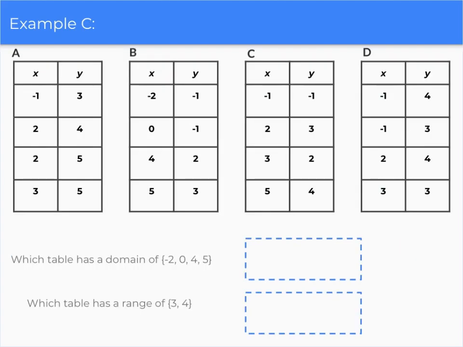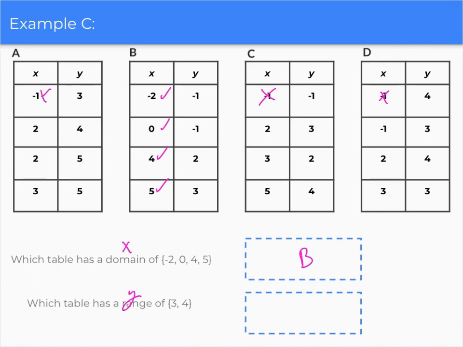So here we are at example C, and this time it says which table has the domain of -2, 0, 4, and 5, and which table has a range of 3 and 4. So remember, domain, we're going to be looking for our x, range, we're going to be looking for our y. So in our domain, we're looking for -2, 0, 4, and 5. So looking at our first table, -1, that's not going to work out. Our second table, we've got -2 check, 0 check, 4 check, 5 check, so it looks like it's a good one. Let's just make sure it doesn't show up anywhere else. Letter C, -1, that's not going to work. Letter D, -1, that's not going to work. So our answer for that one is letter B.